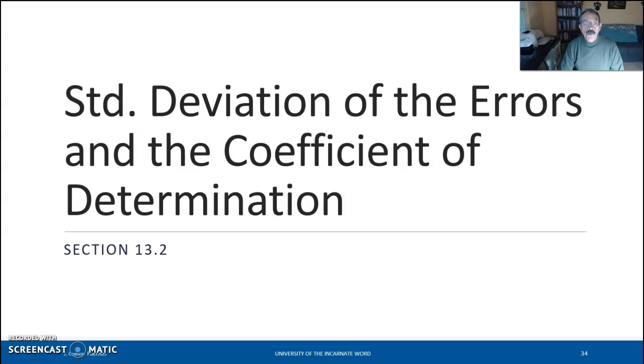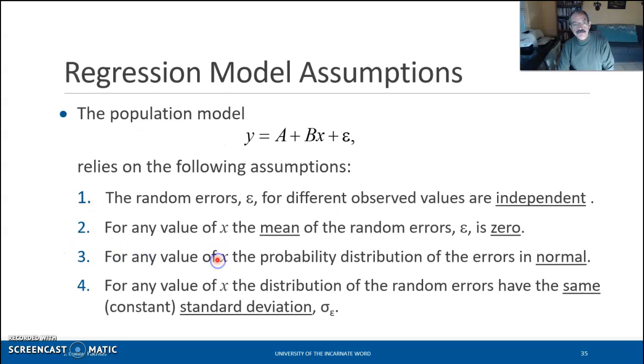This is part 4 of the Module 11 lecture. In this section, we're going to talk about the standard deviation of the errors. In the next one, we'll talk about the coefficient of determination. And this corresponds to section 13.2 in your textbook.